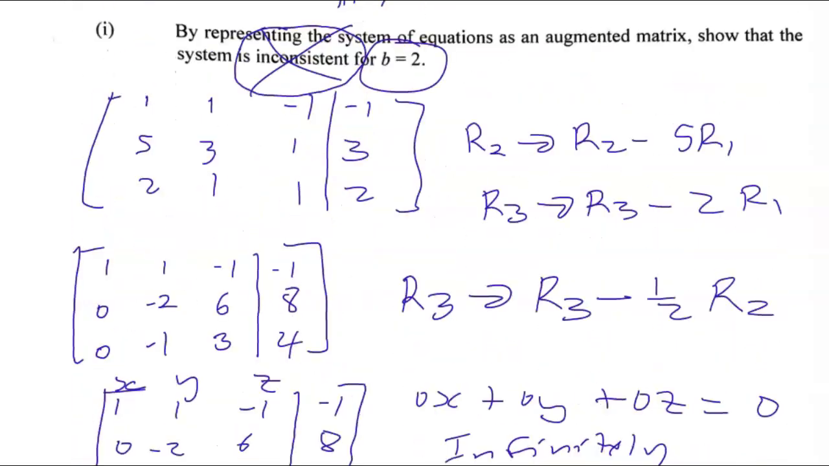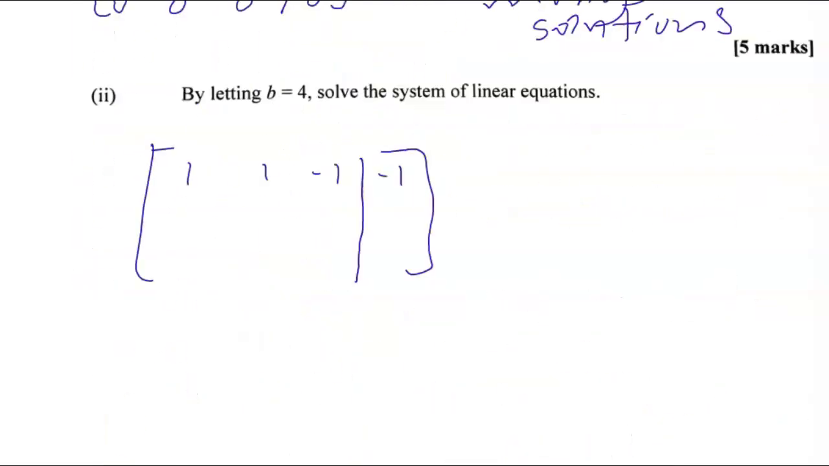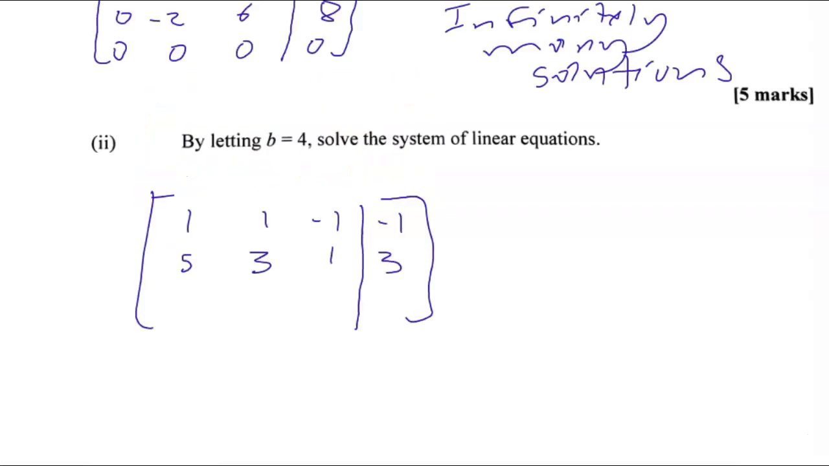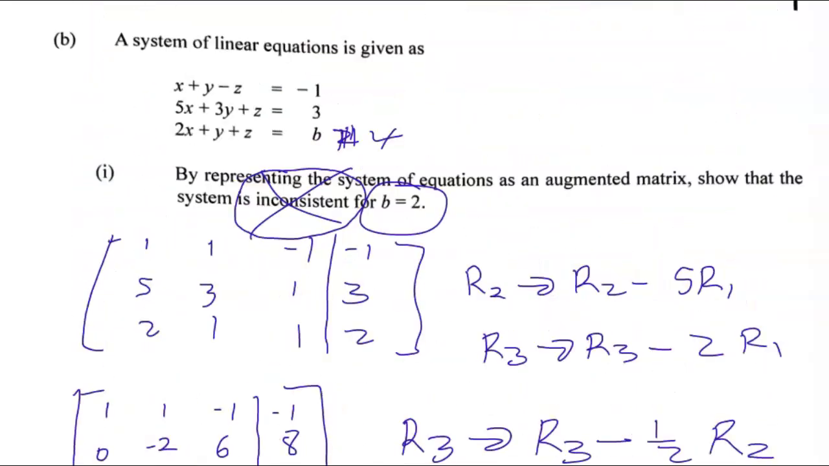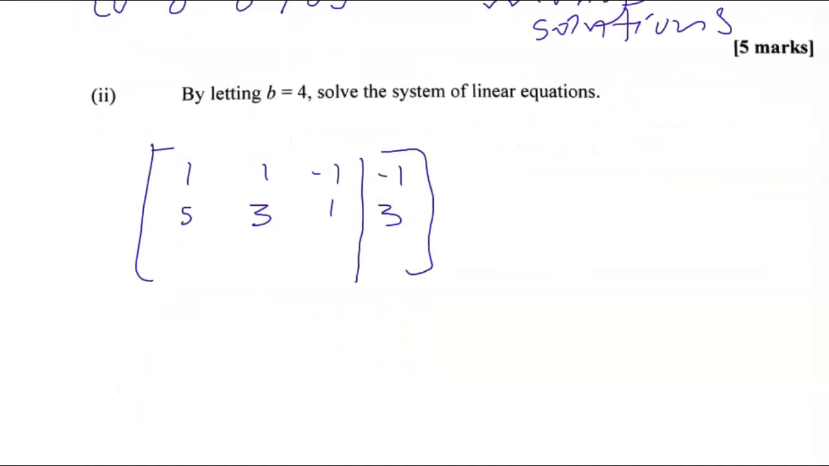negative 1, negative 1. In the second row, we'll have 5, 3, 1, 3. And in the final row, we should have 2, 1, 1, 4. Since we're letting b be 4 now, so it's 2, 1, 1, 4.